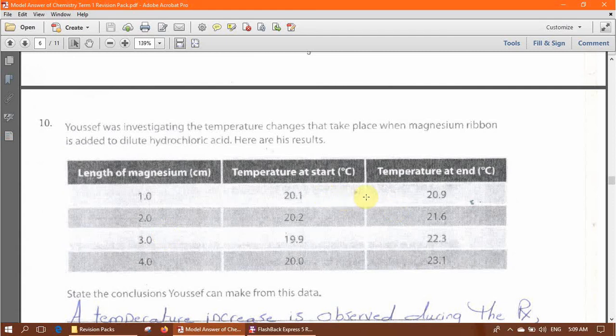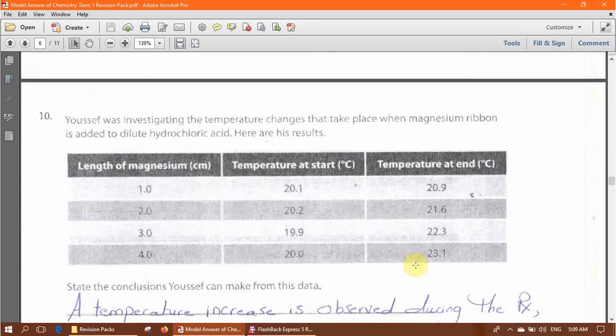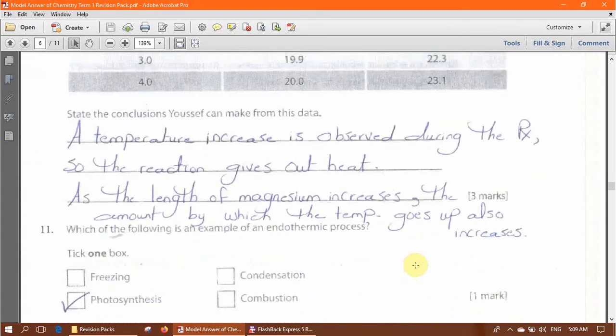As you see here, the temperature increased by 0.8 degrees Celsius only. But if you use a longer magnesium ribbon, the temperature will increase more. In case of 2 centimeter magnesium ribbon, it increased by about 1.4 degree Celsius. So the rise increases more.